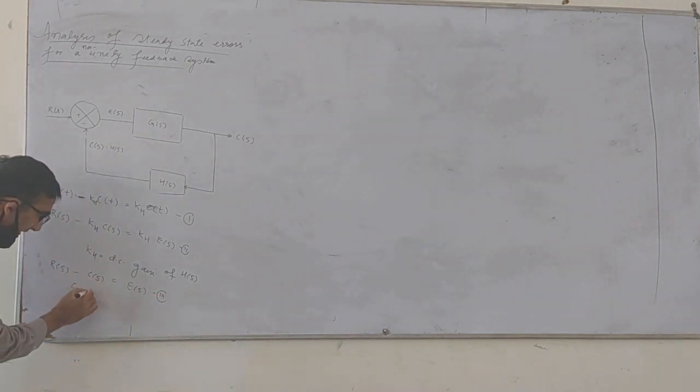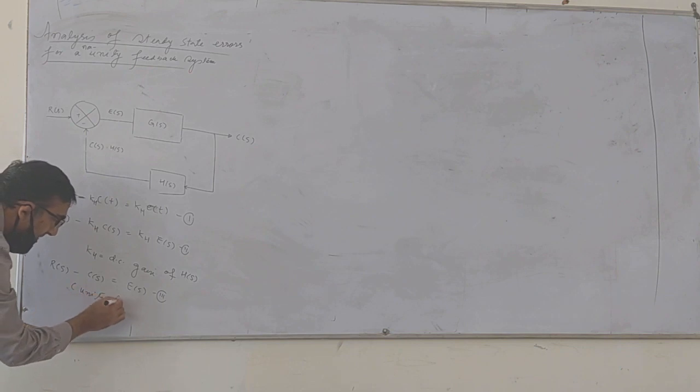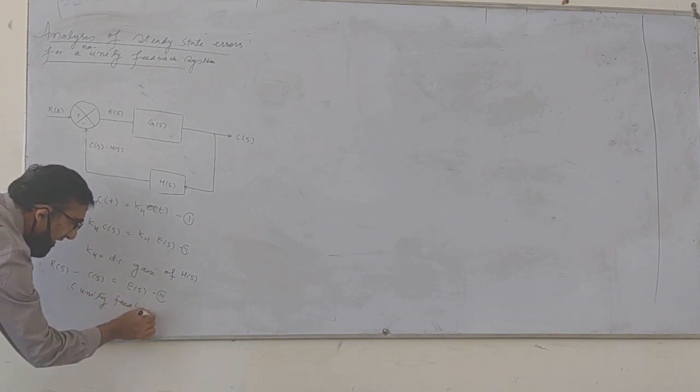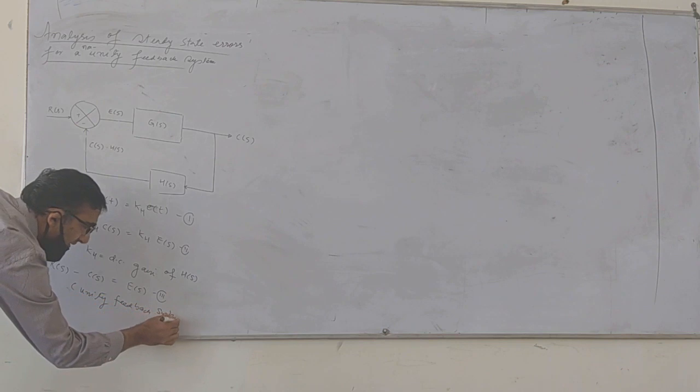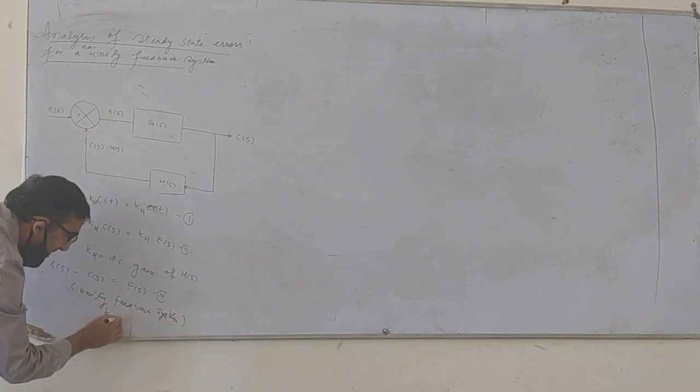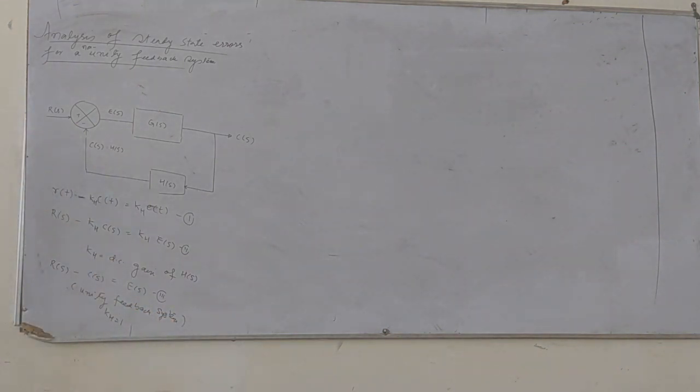If I have a unity feedback system, then this is a perfect equation because the constant doesn't exist, it is between input and output, and that's what we are getting. Okay, so you can write down equations 1 to 3.